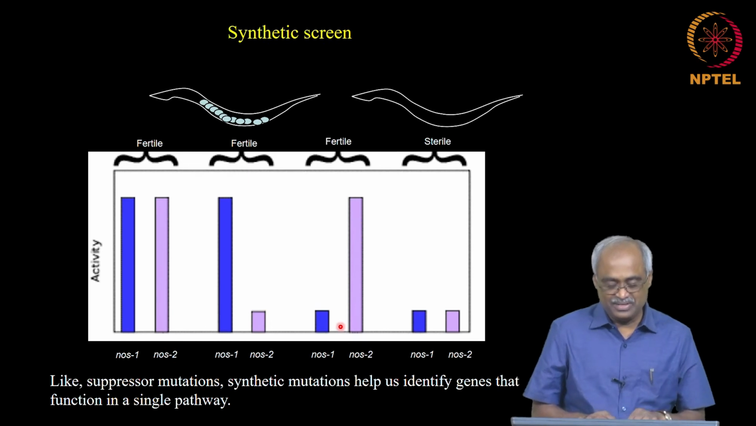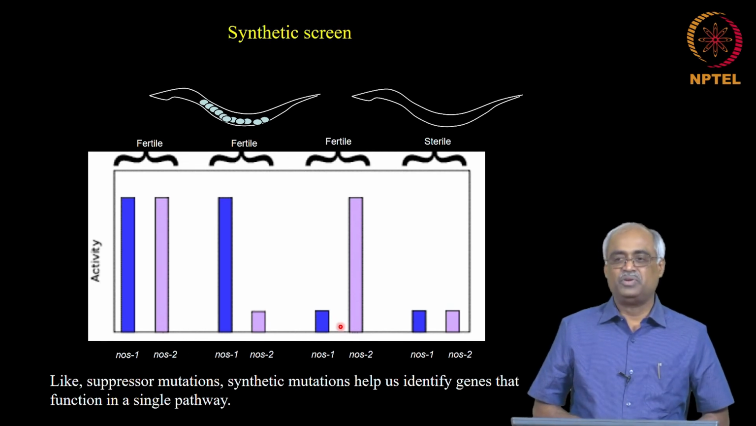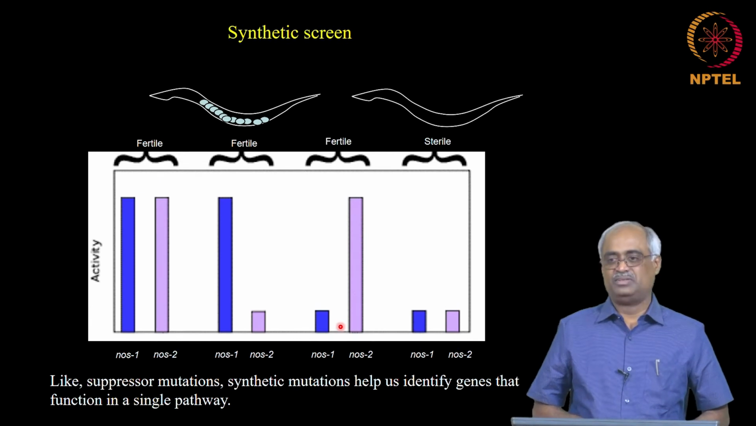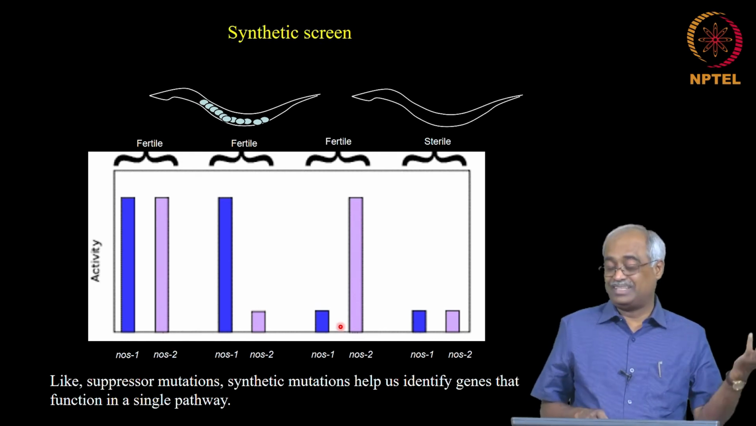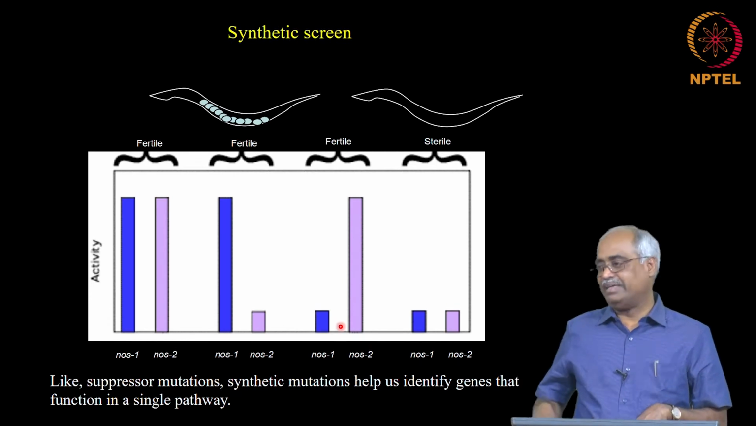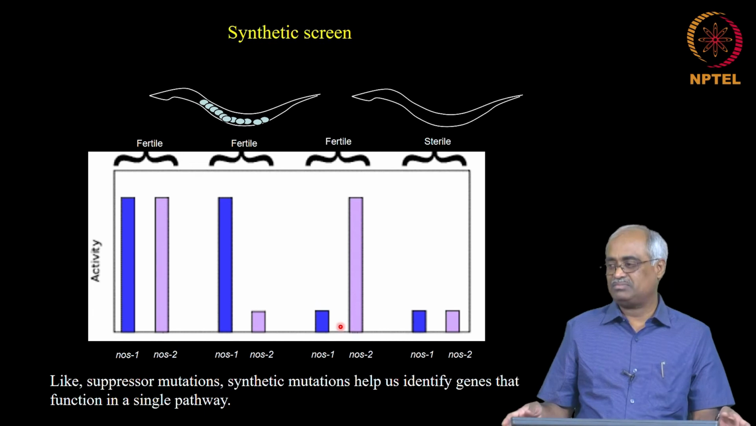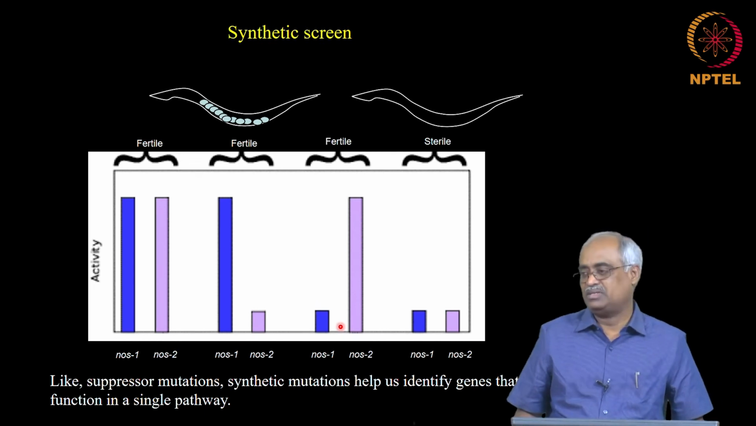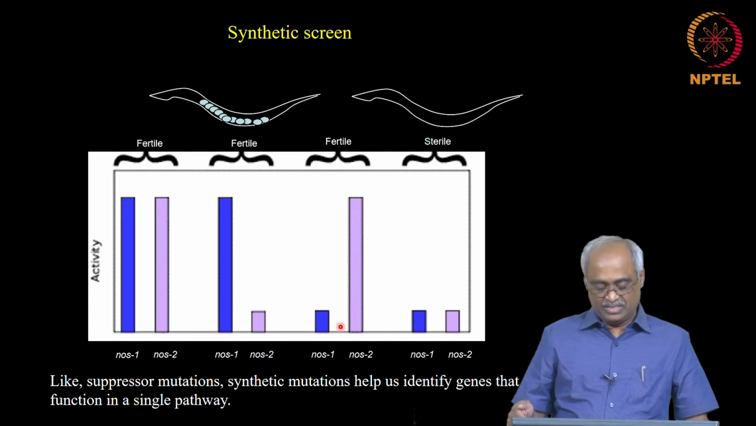Here, your original mutant gave you a weak phenotype, not a strong phenotype. Then you want to mutagenize and look for new mutants that give a stronger phenotype. Or sometimes the original mutant did not have a particular phenotype, you discovered it because of some other defect. But when you combine it with a mutation in another gene, the double mutant gives a new phenotype. Those are called synthetic phenotypes, and a genetic screen looking for them is called a synthetic screen.